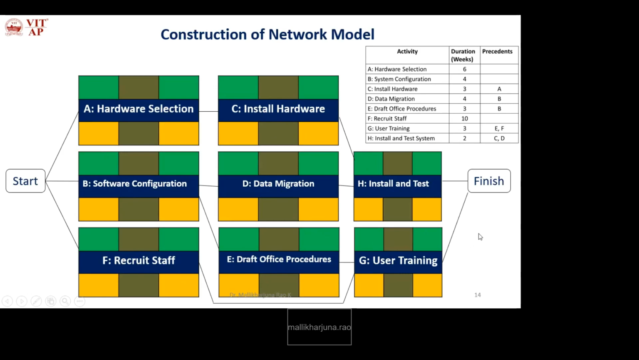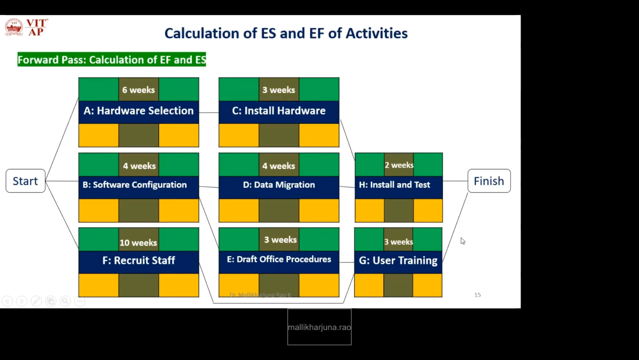Now we'll calculate the remaining parameters. To calculate the remaining parameters, we need to represent the duration of all the activities. A has 6 weeks, B has 4 weeks, F has 10 weeks, C has 3 weeks, D has 4 weeks, E has 3 weeks, H has 2 weeks, G has 3 weeks. Now we need to calculate the remaining parameters: ES, EF, LS, LF and float.